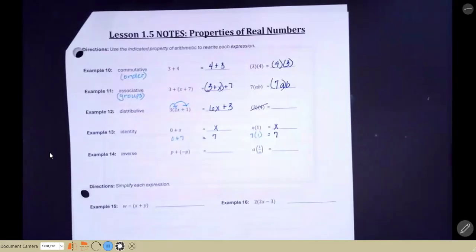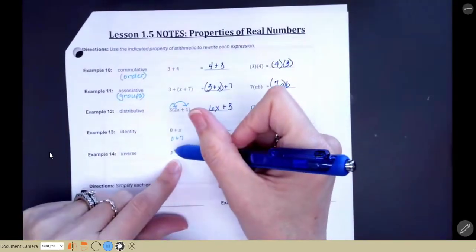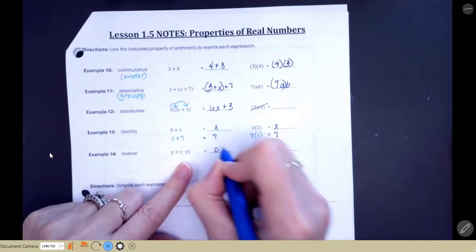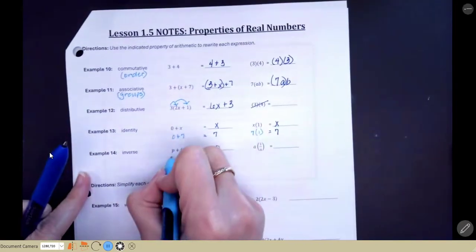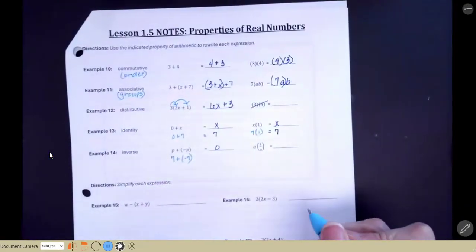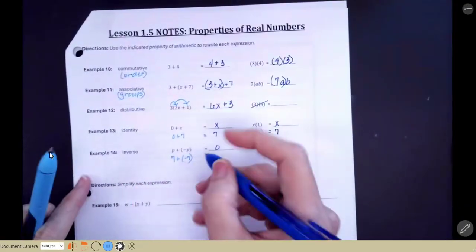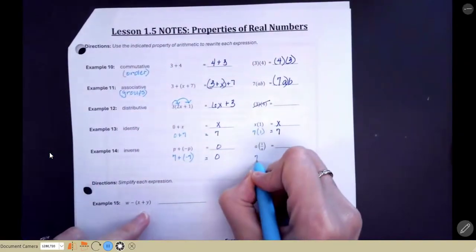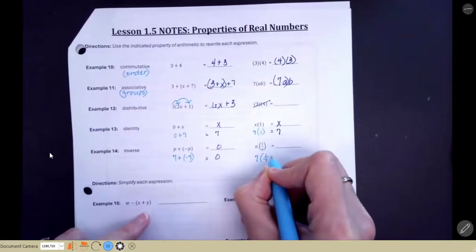And we have the inverse. P plus a negative p equals 0. This would be like 7 plus a negative 7, okay? Which would equal 0. All right, this one right here, this would be like 7 times 1/7.